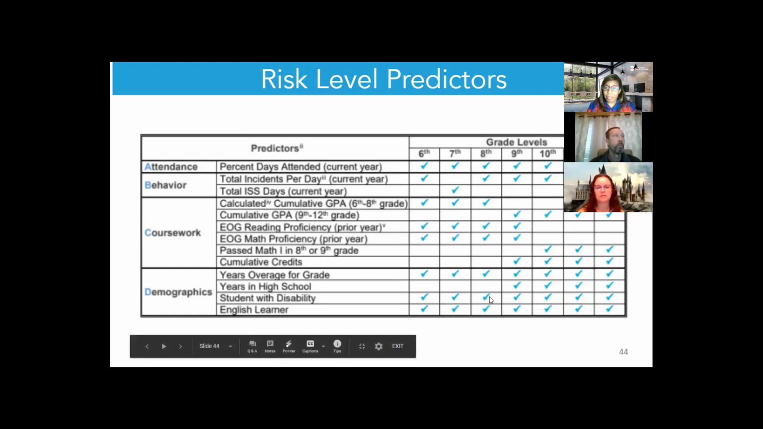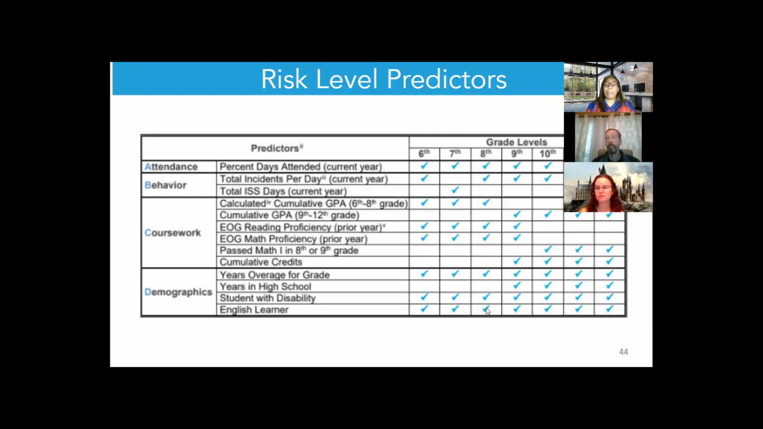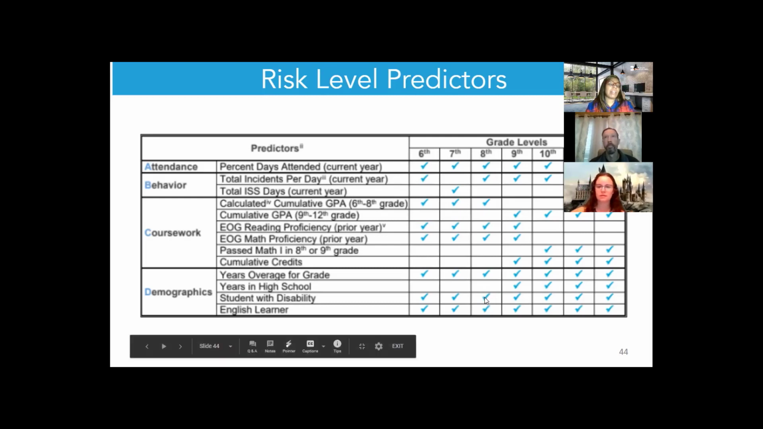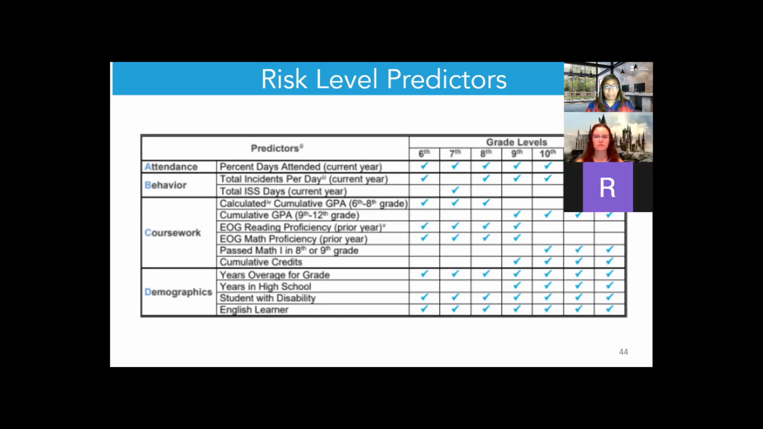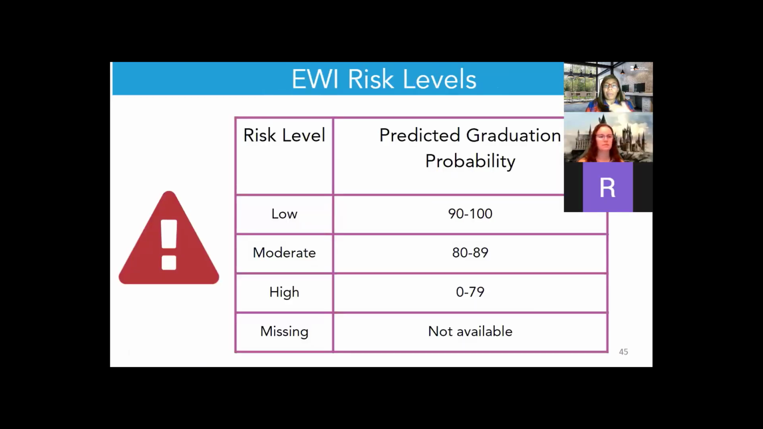Once again, just because a student is EC or EL does not necessarily mean they are high risk. It is just to make us more aware. We already went through our probabilities, but 90 to 100 is low, 80 to 89 moderate, and anyone falling 0 to 79 is high. And if they don't have enough data available, it's going to be missing, because we just don't have enough data to make that risk calculation.